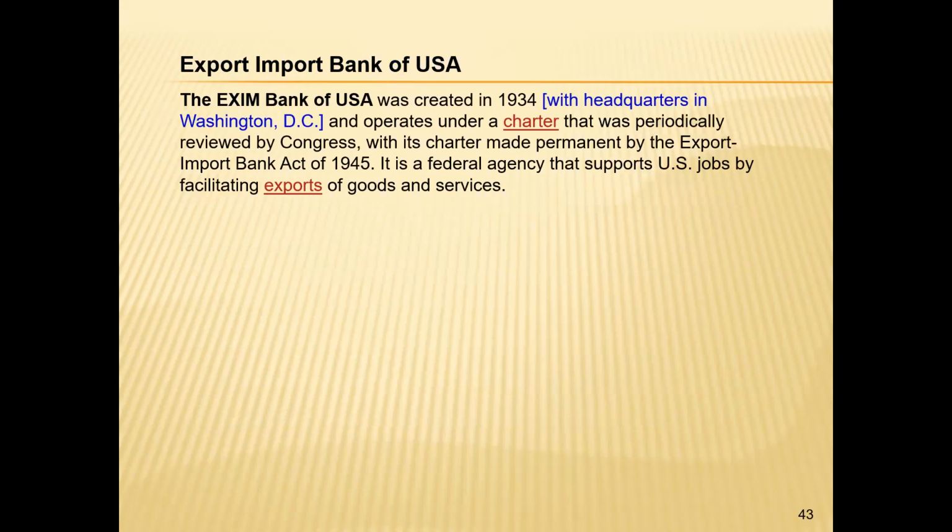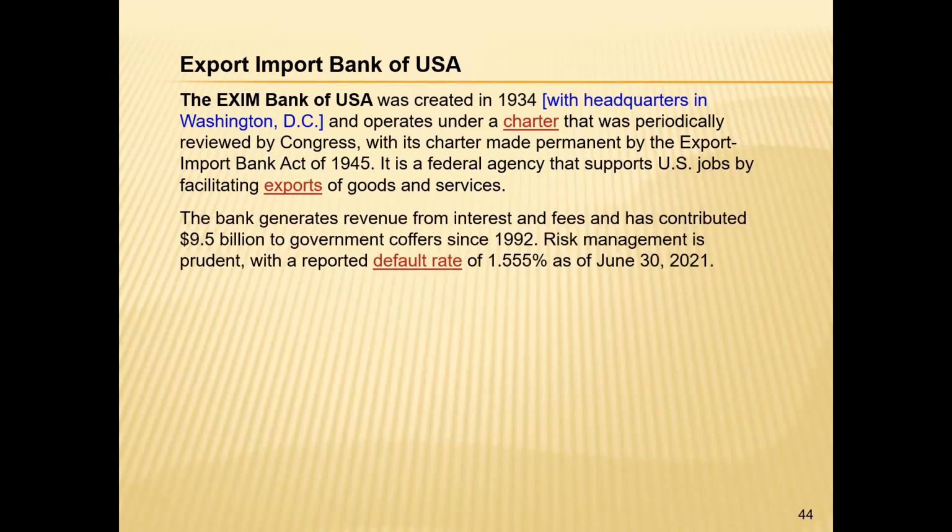Okay. So the first one is the Export-Import Bank of the United States of America. The EXIM Bank of the USA was created in 1934 and is headquartered in Washington, D.C. It operates under a charter that was periodically reviewed by Congress, and with its charter made permanent by the Export-Import Bank Act of 1945. It is a federal agency that supports US jobs by facilitating exports of goods and services. The bank generates revenues from interest and fees. It has contributed $9.5 billion to government coffers since 1992.